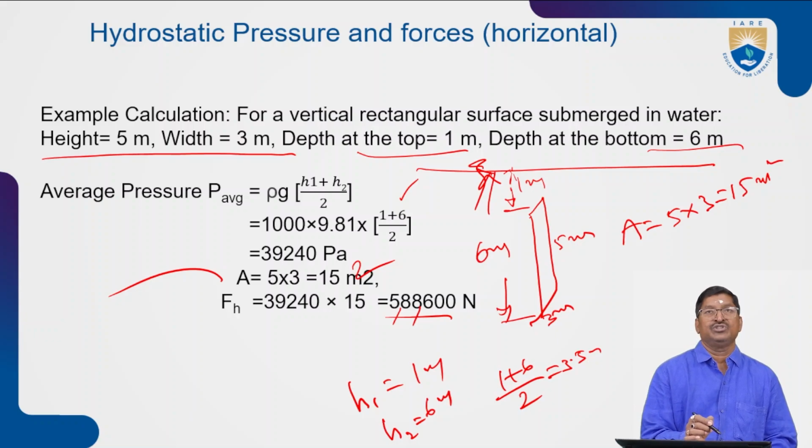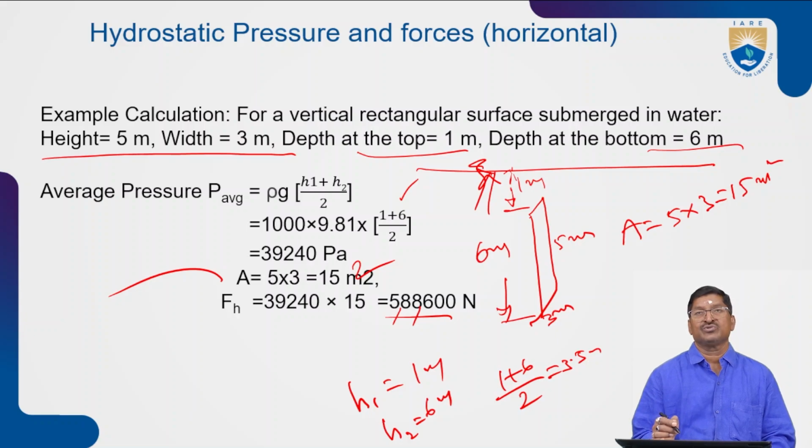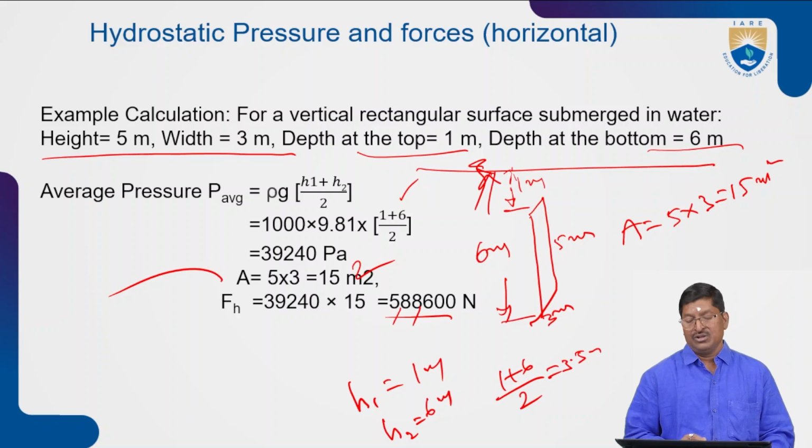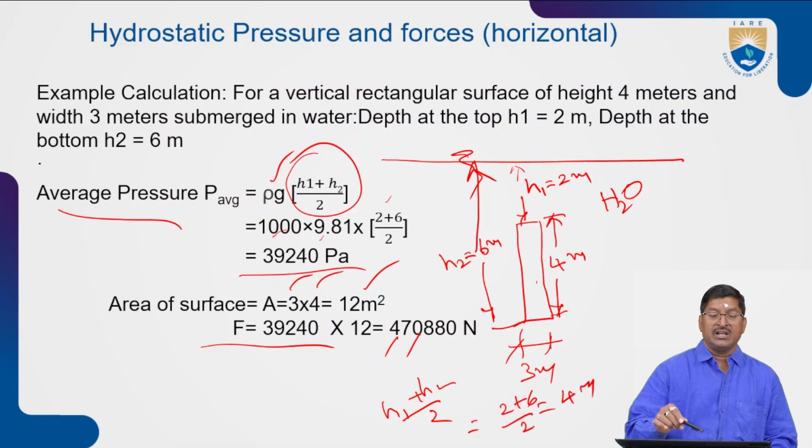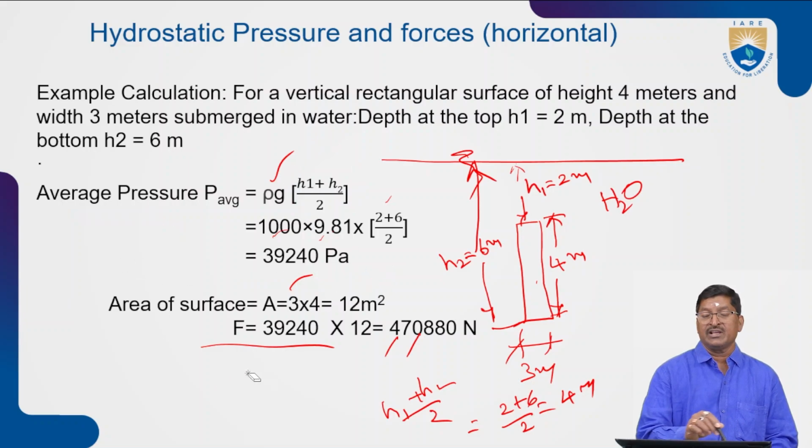Then rho g h gives the average pressure. Average means h1 plus h2 by 2, that is, the depths from the fluid surface to the top and to the bottom of the submerged surface, which are 1 and 6 here. So with the average, 1 plus 6 by 2, you will get the pressure in pascals. If you multiply by the area of that submerged surface, which is 15 meters square, you will get the force in newtons. So that is one numerical example.